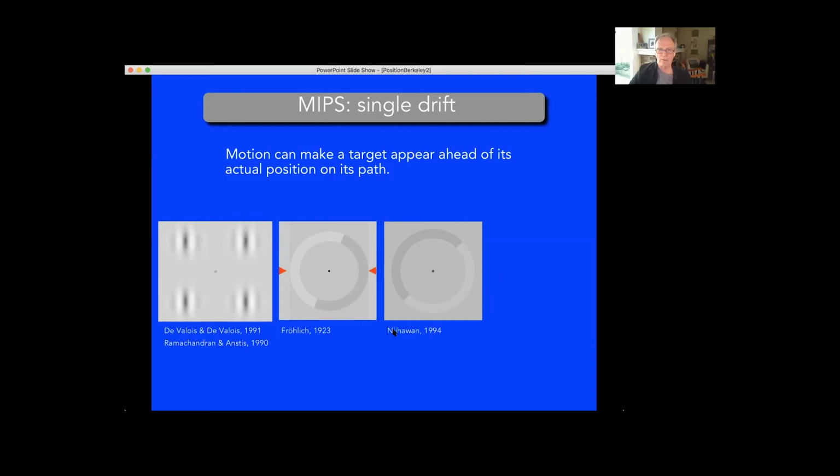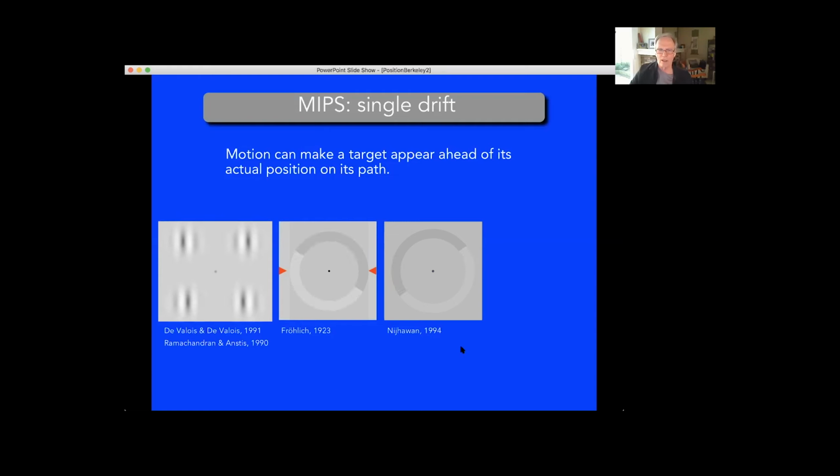The flash lag from Nijhawan, you're familiar with that. The moving edge goes by the flashed pointer, and it seems that by the time the flash has turned off, the edge has gone far away. And that's not quite fair because you have to kind of detect the flash and then go find the motion.